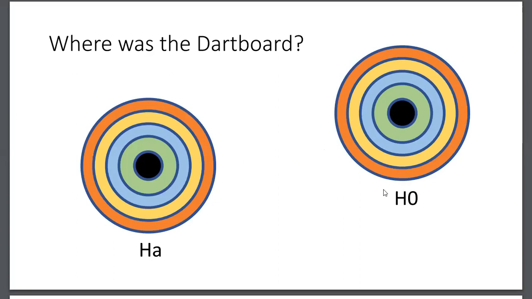Where was the dartboard? Suppose you have to determine where a dartboard was in the past on a wall. Your null hypothesis could be that it was over here. An alternative hypothesis could be that it wasn't over there, but rather it was over here.